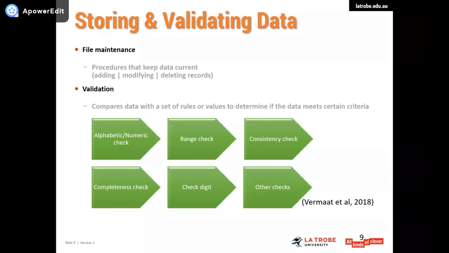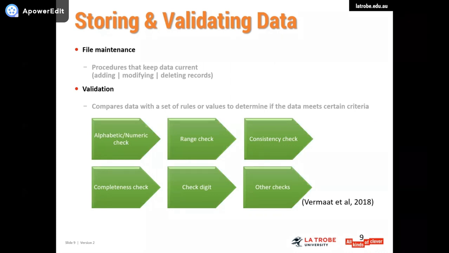Then what do we mean by file maintenance? File maintenance means the procedure that keeps the data current. For example, we add new data, modify existing data, or delete useless data or records. And then, how do we validate our data? Usually this can be done by comparing data with a set of rules or values to determine if the data meets certain criteria.